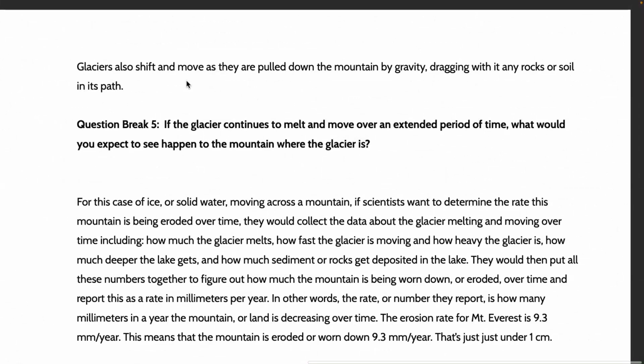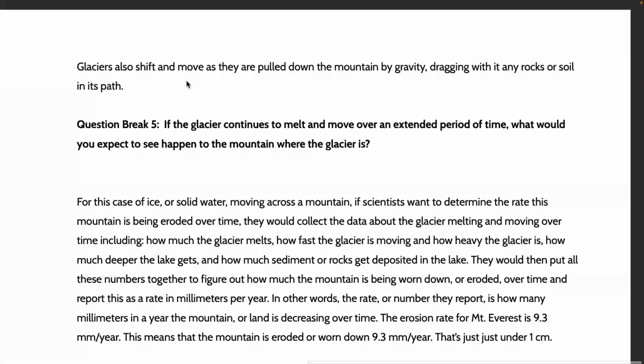For this case of ice or solid water moving across a mountain, if scientists want to determine the rate this mountain is being eroded over time, they would collect the data about the glacier melting and moving over time, including first how much the glacier melts, how fast the glacier is moving, how heavy the glacier is, how much deeper the lake gets, and how much sediment or rocks get deposited in the lake. So they're going to be studying that, and it's not going to be for a day. They'll probably do this for a couple years, maybe even decades, to find out what's going on.